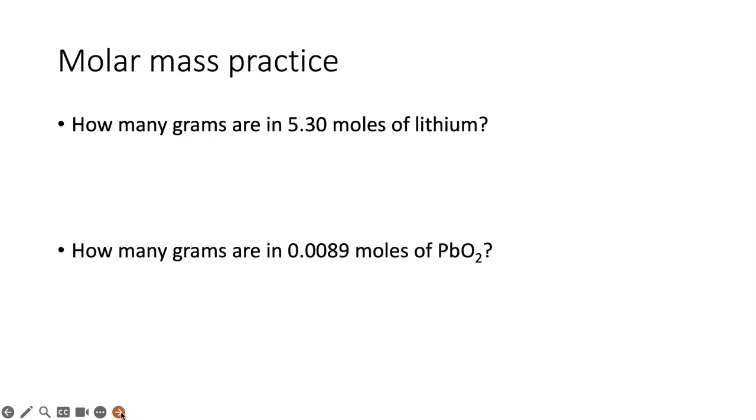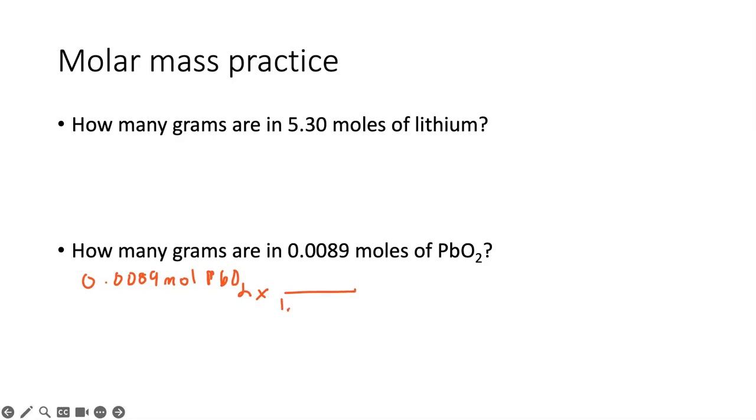How many grams are there in 0.0089 moles of lead? And this is, in this case, lead 4 oxide. So again, I'm going to do the same thing. I'm going to start off with my moles of lead 4 oxide, and so I'm just going to write down my given value on the top left corner. And this time I'm going to have to figure out the molar mass of lead oxide. I have to get my periodic table to do this. And I'm going to multiply by the molar mass instead of divide.